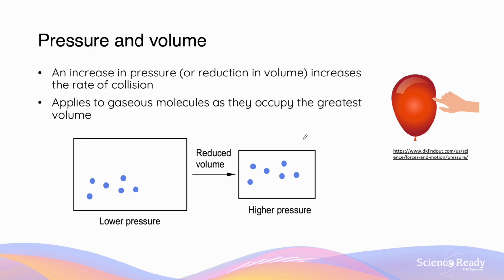An increase in pressure has the same effect as a reduction in volume, because it increases the rate of collision. Again, this applies to gaseous molecules because they occupy the greatest volume. When we have a decreased volume, we should remember that to calculate concentration, we use the formula N over V, where V is the volume and N is the number of particles or moles. In this case, we have the same number of particles, but because the volume is decreasing with an increase in pressure, C is going to be increasing in total.